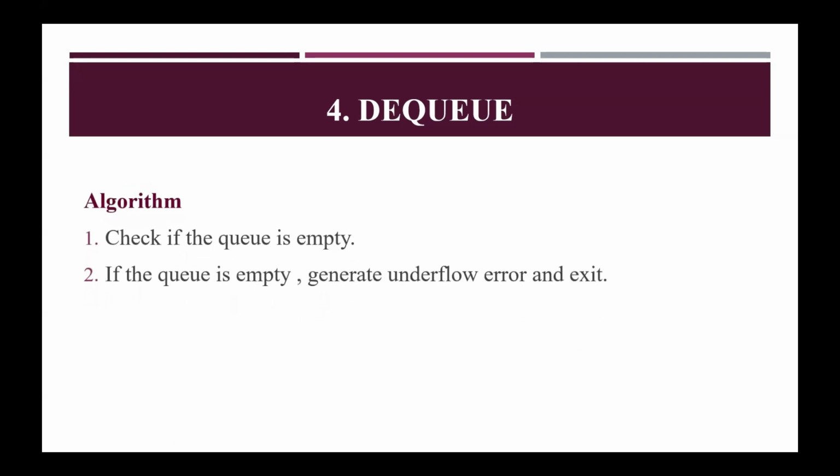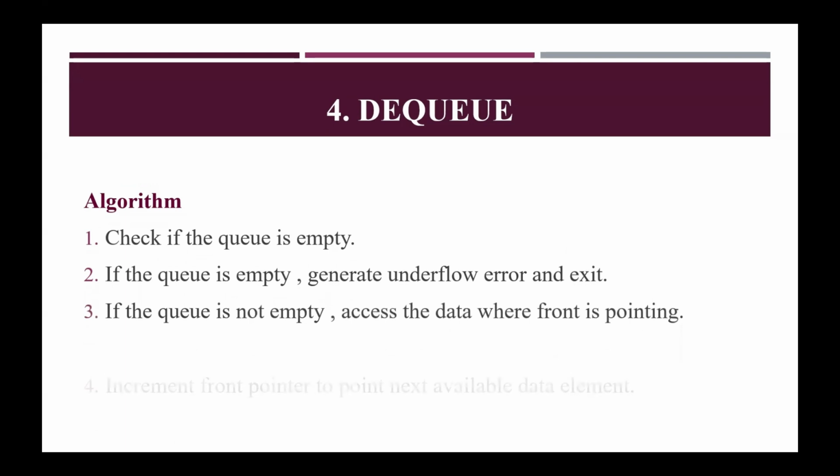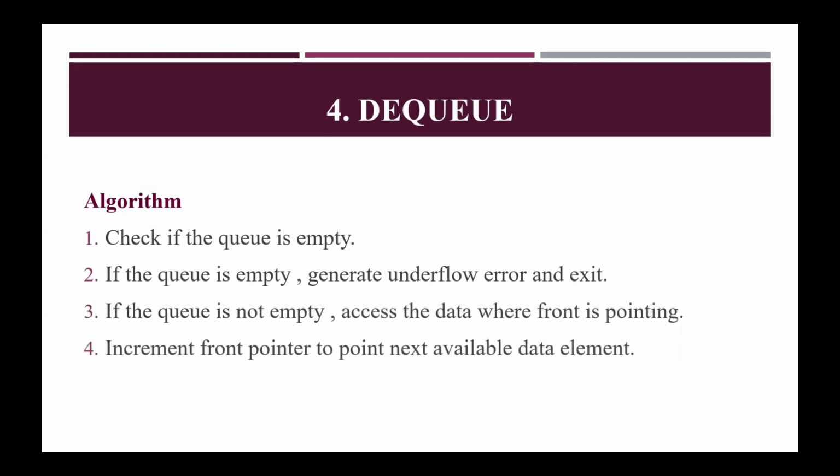Whenever we are going to delete, first we have to check whether any element is present inside the queue or not. If an element is present, then only we can delete. Otherwise, we cannot delete. If the queue is not empty, access the data where the front is pointing, because the front end is used to delete an element, and increment the front pointer to the next available data. So this is the way we perform deletion. First we have to check whether data is present or not.